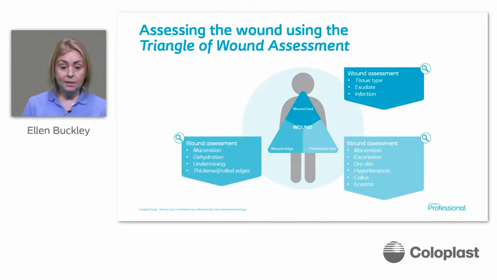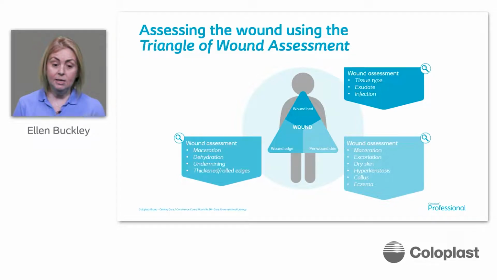So once we've done our wound bed assessment, we then look at the edge of the wound. And these are the common problems that we might see at the wound edge. So maceration, for example, dehydration. Is there an undermined wound edge that we need to take into account as part of our management plan? And what are the edges like in terms of, are they thickened or are they rolled? And then we move again further afield to the peri-wound skin with, again, maceration, a common problem on peri-wound skin, or excoriation. Dry skin can be a problem on peri-wound skin.